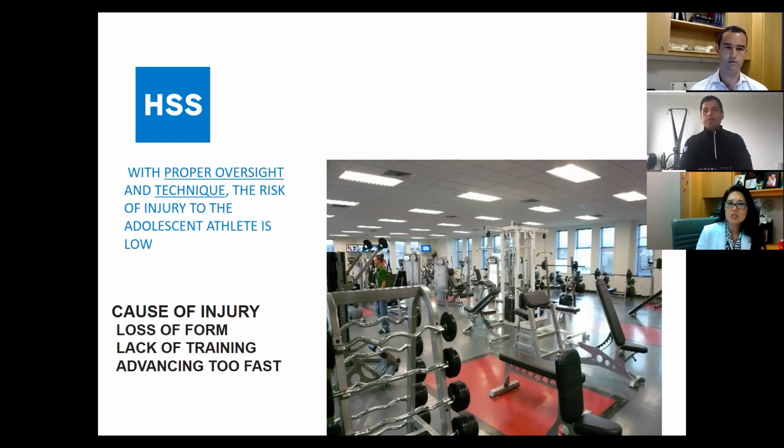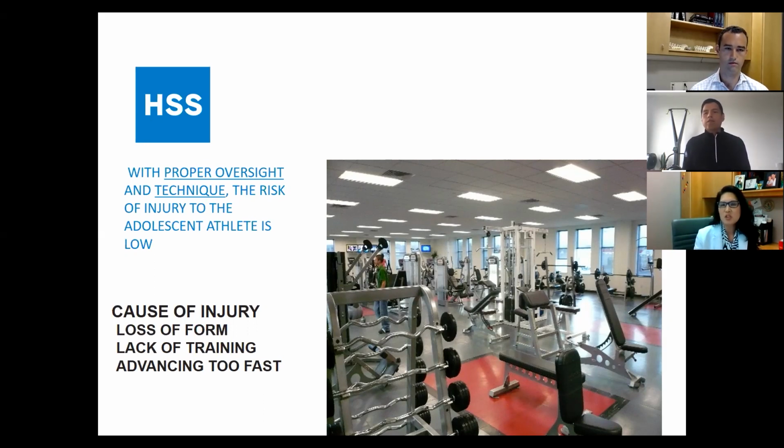Most of the time when we do see injuries, it's because of loss of form. So if they're not aware of how to do the exercise properly, or sometimes it's because they're trying too hard to keep up because they were given a weight that was maybe too advanced for them. That's also a very common source of injury. So there's a lot of things within the weight room that can be used.